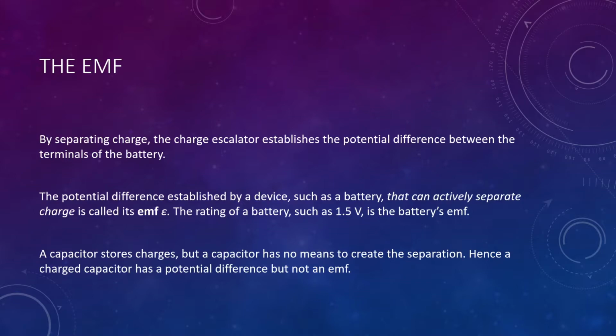So, for example, something that doesn't have an EMF would be a capacitor. Capacitors can store charge. You can have some charge on the positive plate and some charge on the negative plate. But the capacitor itself doesn't do that separation. Because it's not separating charge, we don't say it has an EMF. It just has a regular potential difference.